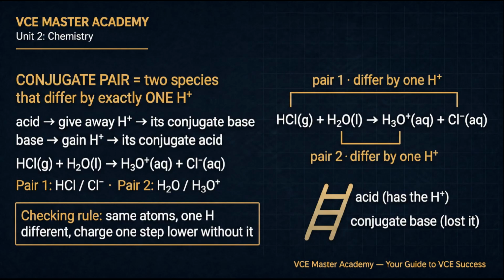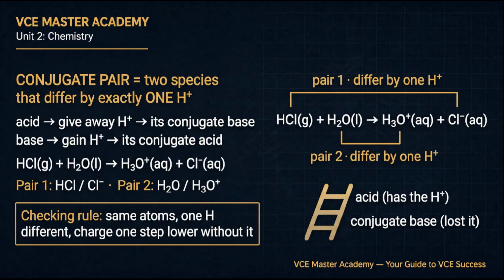Let's find the pairs in our equation from the last board. HCl gave away one H+ and became Cl-, so HCl and Cl- are pair 1. Water gained one H+ and became hydronium, so water and H3O+ are pair 2. Every acid-base equation contains exactly two pairs, always two.